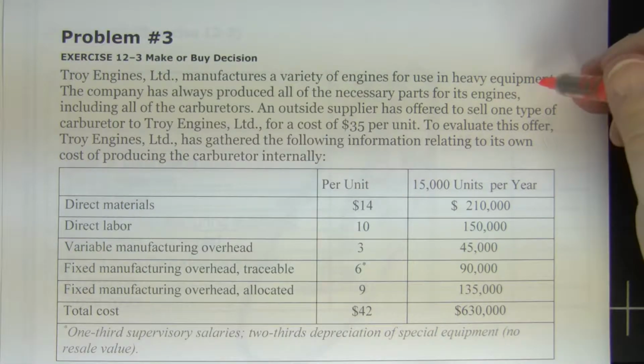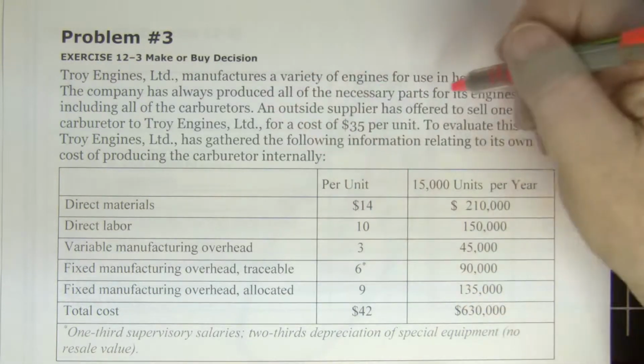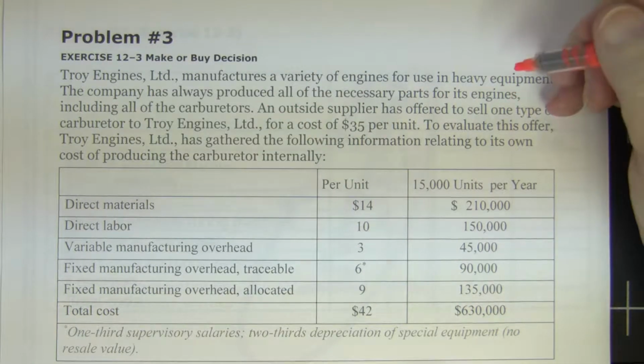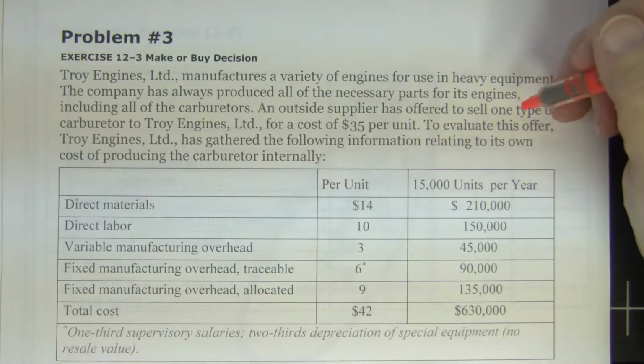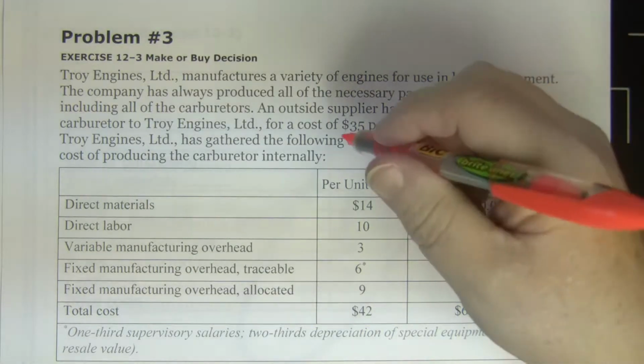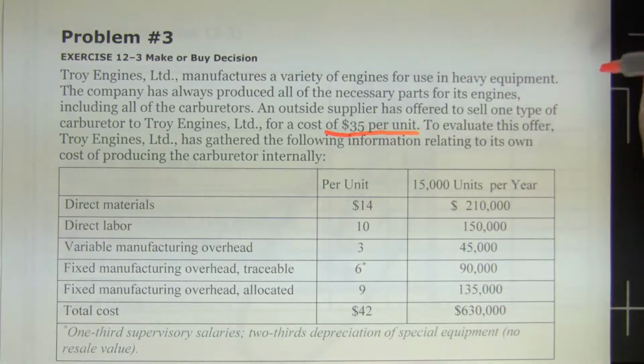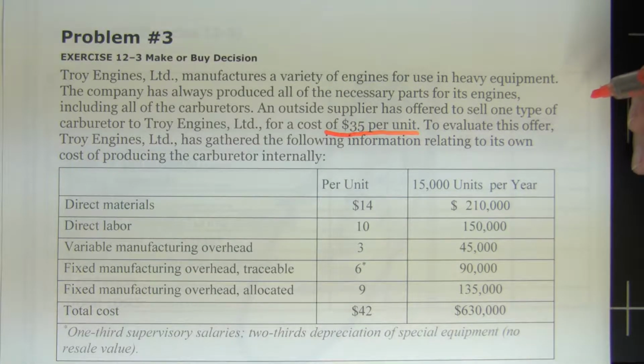This company makes a variety of engines, so it's in their line of business. It's in their wheelhouse. They've always produced all of their parts, including their carburetors. An outside supplier is offered to sell one type of carburetor for the cost of $35 per unit. To evaluate this offer, the company's gathered some information looking at what it costs them, they think, to make a unit.